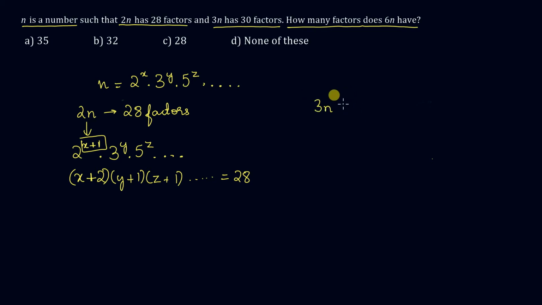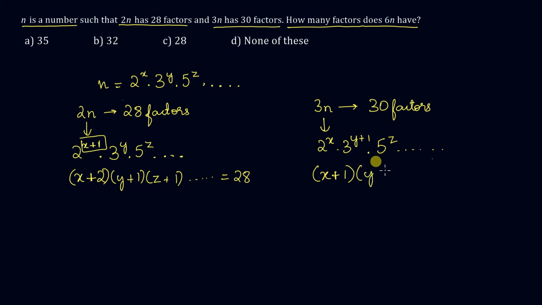So it's not 3n equal to, it has 30 factors. Okay. So 3n can be broken down as 2 to the x. Of course, there's no change in the power of 2. 3 to the power y plus 1, because we are multiplying by another 3. 5 to the z and so on. Now if you find the number of factors for this number, it will be x plus 1 times y plus 2 times z plus 1 and so on.